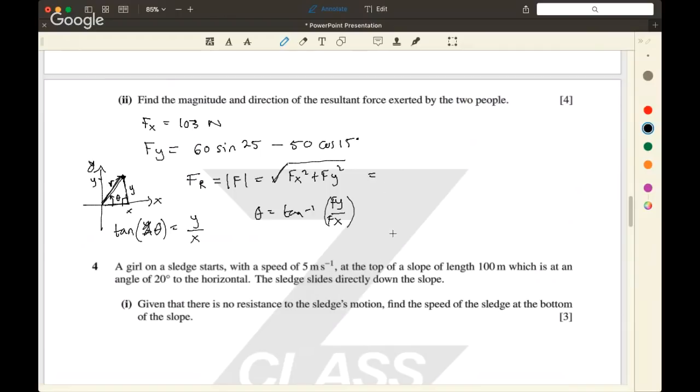Yeah, if you just plug that into your calculator, you'll get the correct solution.